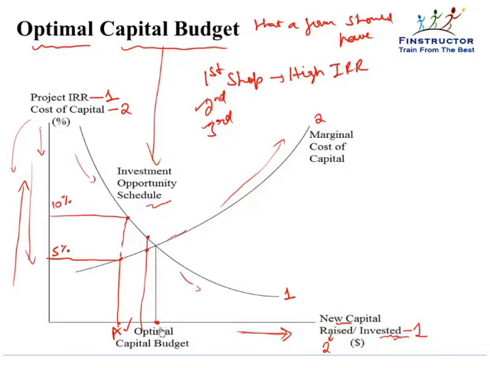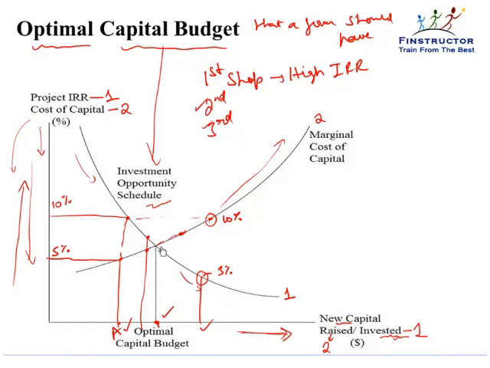Beyond the optimal capital budget, that is beyond this point, if we raise more capital and invest it, then we'll see now that the cost of capital has become 10%, and the investment opportunity is only to the tune of 3%, or project IRR is only 3%. So does it make sense to invest this money? We will only be destroying value, because we are paying 10% to our capital suppliers and earning only 3%.